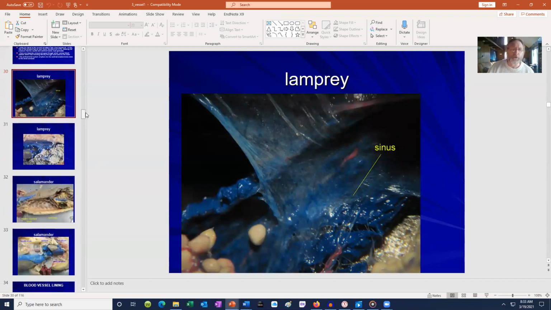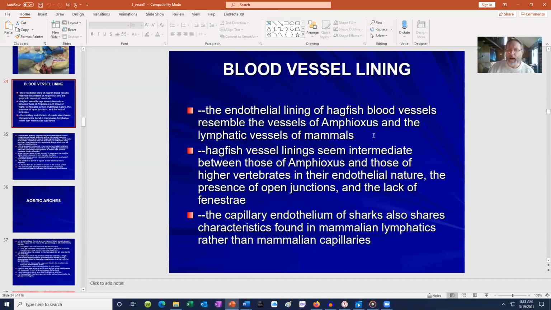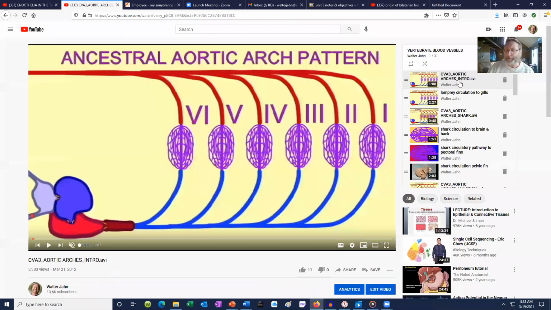Once again, the circulatory system which we see in humans doesn't simply leap into place. And as I had mentioned, we see more similarities between lymphatic vessels in mammals and these blood vessel linings in jawless fish than to the blood vessel linings in mammals. So leaving that, let's jump into systems of blood vessels and start talking about how blood is circulated to specific parts of the body.